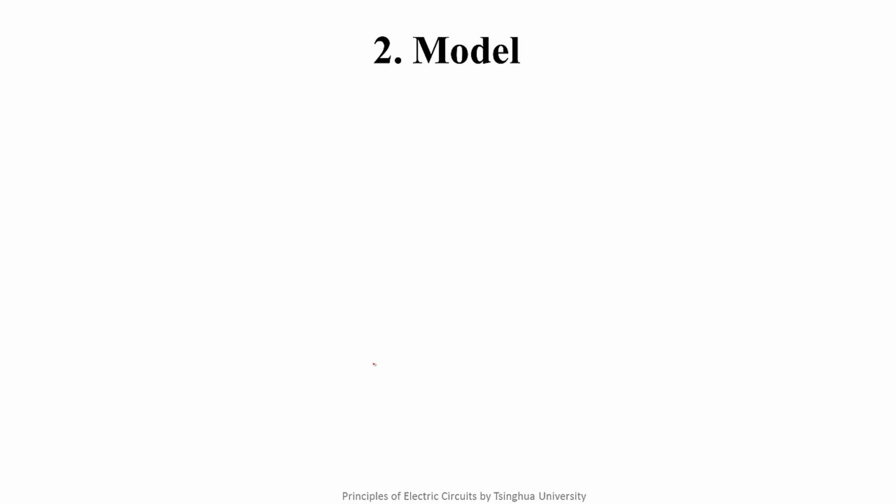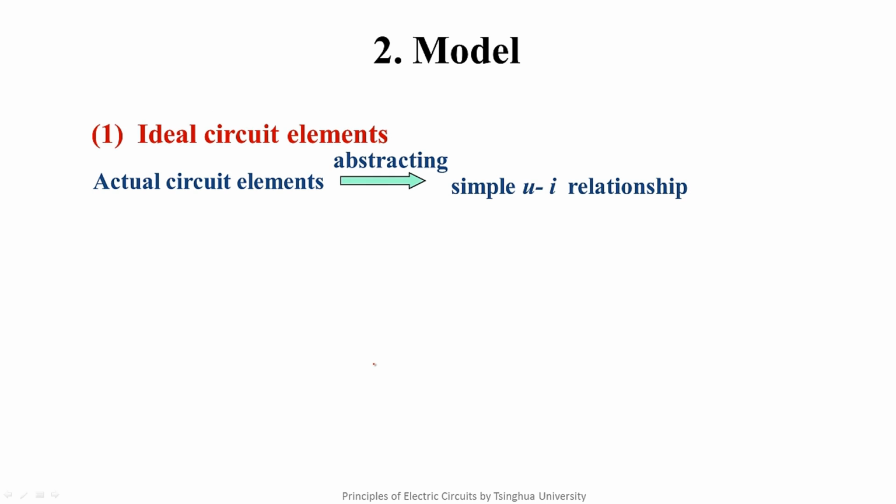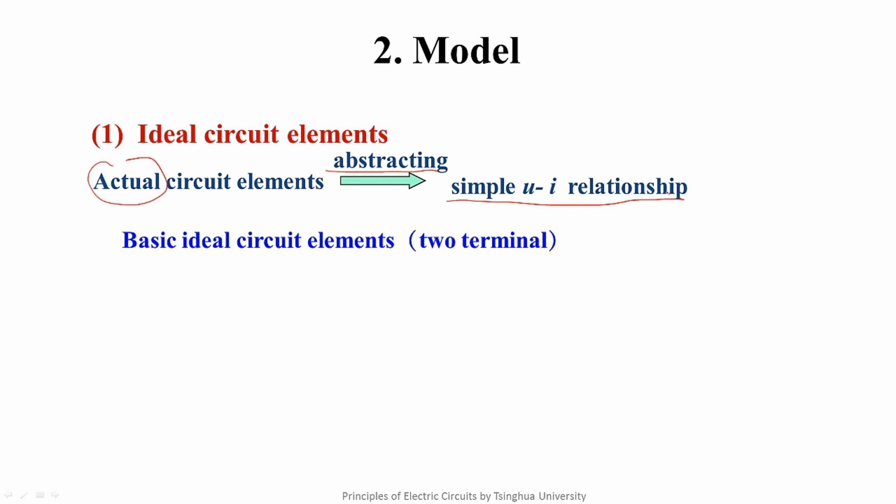The second question we are going to discuss is the circuit model. Let's start with the ideal circuit elements. These ideal circuit elements describe the simple relationship between voltage and current and are all abstracted from real electric circuit elements. The two-terminal ideal circuit elements discussed in this course include the resistor. It's a block in Chinese standard and is such a symbol in Western textbooks. We don't differentiate between them in this course.